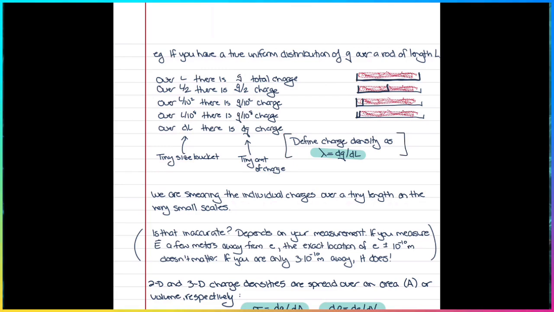So really, how we will define the charge density is going to be dq over dl. You might recognize that as a derivative, right? dq over dl is going to be the definition of the charge density. And the way we're interpreting this is, if I think of the amount of charge that is on average spread out over a particular bucket, there is a tiny amount of charge smeared out within a very tiny bucket.